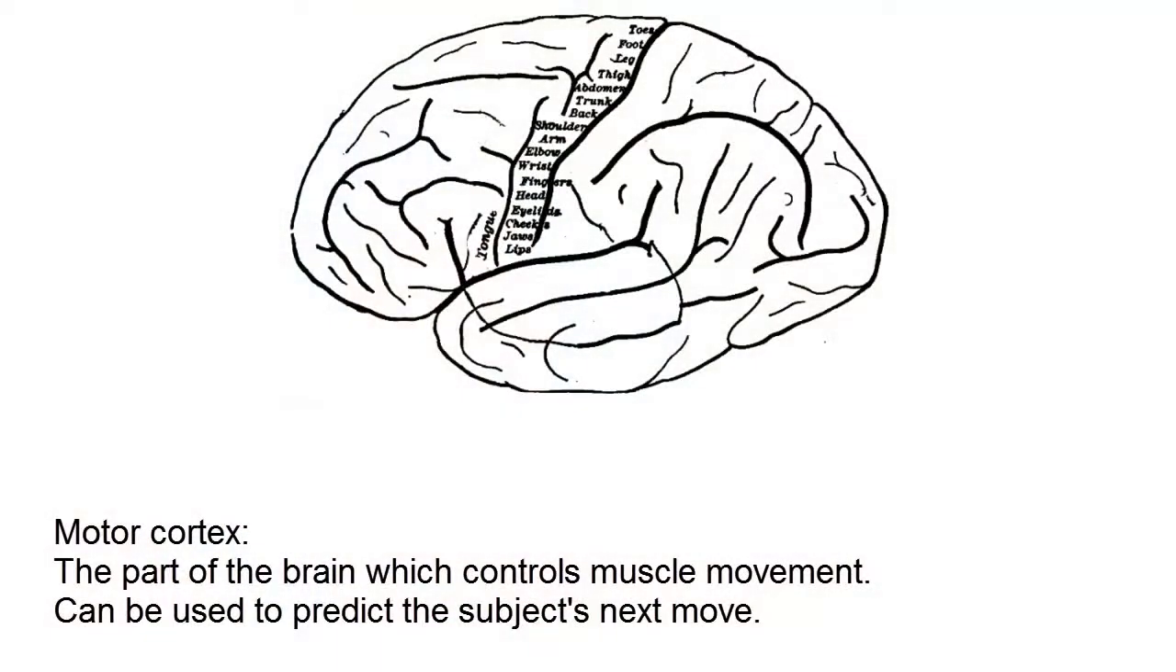Then you have the motor cortex, which is the telekinesis signals. There are basically two signals.